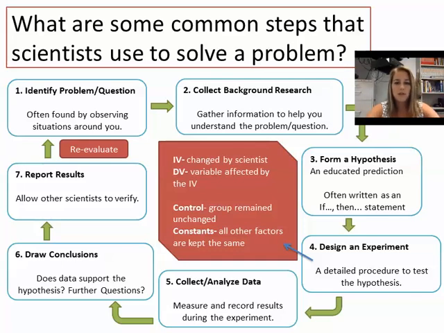Once you've done that, you can move on to step 2, where you're going to collect background research. When you collect background research, you're going to gather information to help you understand that problem or question. This might be information to help you understand how to set up an experiment or to help you understand some of the variables that might be involved. The research you find can be from a book, encyclopedia, or the internet.